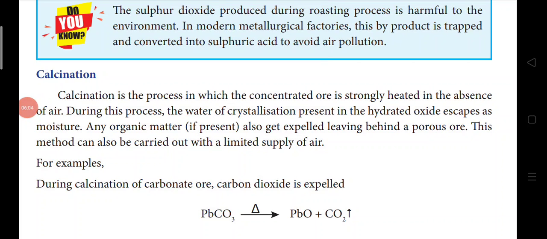So calcination is a process in which the concentrated ore is strongly heated in the absence of air. So we have to do this process in the absence of air, and during this process the water of crystallization present in the hydrated oxides escapes as moisture.